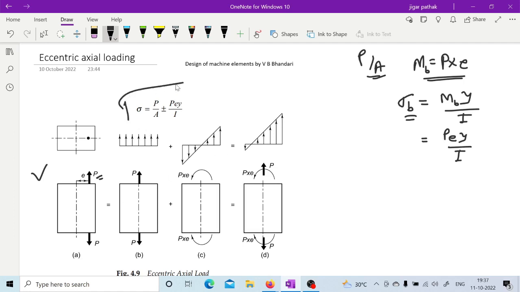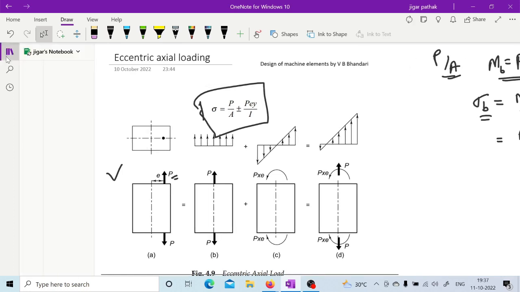So that is why here they have mentioned that sigma will be equal to P by A plus or minus P e y upon I. And why is this plus or minus sign there? Because as we know, in bending, both natures of stresses are present, tension and compression. That is why at some place it will be added and at some place it will be subtracted based on the nature of the stress. So this is how eccentric loading will be considered.